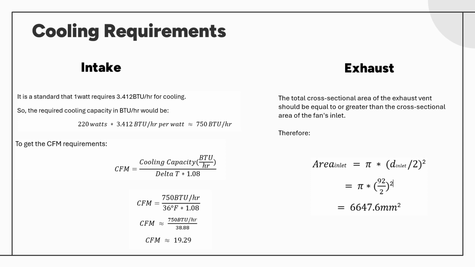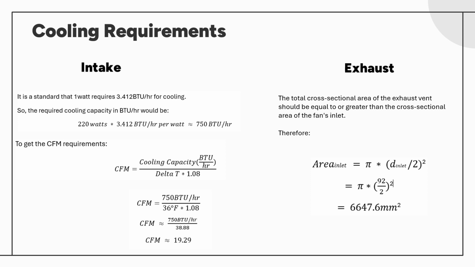While different sources give nuanced methods for calculating cooling requirements, the cooling requirements were calculated using BTU per hour. BTU per hour is usually used in the definition of cooling power for HVAC systems. It is standard that 1 watt of power requires 3.412 BTU for cooling. So the required cooling capacity in BTU per hour would be as shown in the slide, along with its CFM conversion.